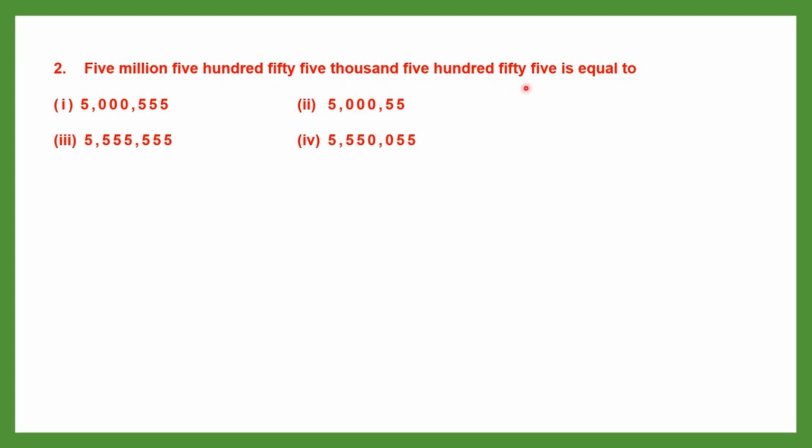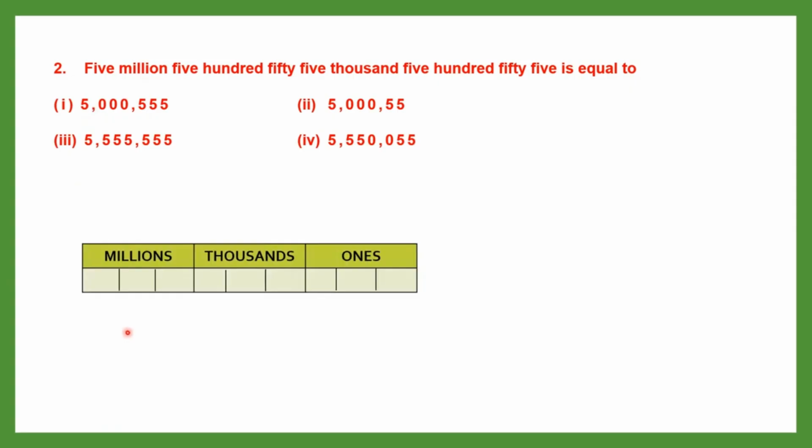5,555,555 is equal to which of these answers? So 5 million, that means this is the international system. So let's draw an international place value chart. So here we have the international chart and here we have the ones period. Remember, in the international system, every period will have 3 digits. So in the ones period, we have 1, 2, 3, that is ones, tens, hundreds. In the thousands period also we have 1, 2, 3, that is thousands, 10,000s and 100,000s. Similarly, millions period also we have 3 places, millions, 10 million and 100 million.